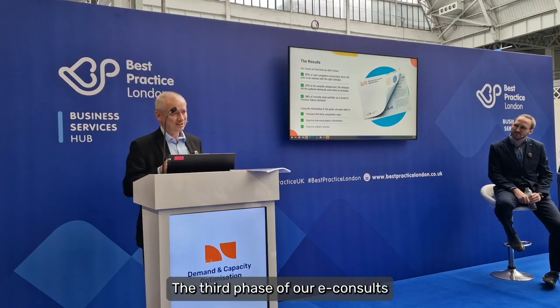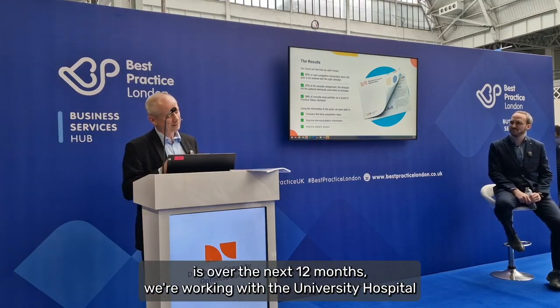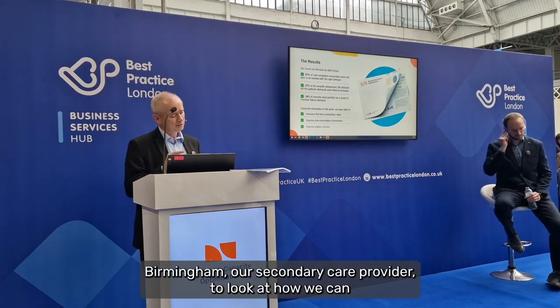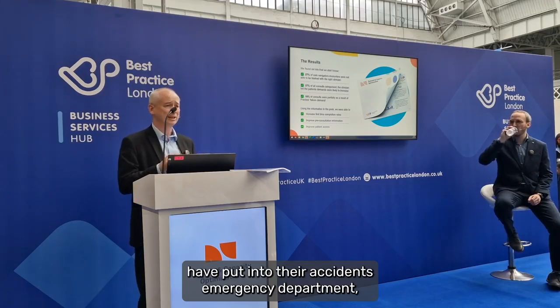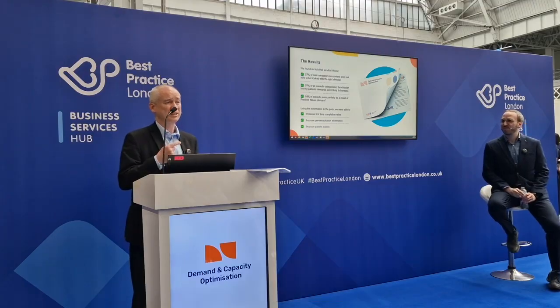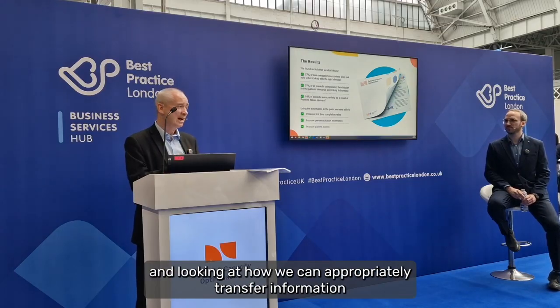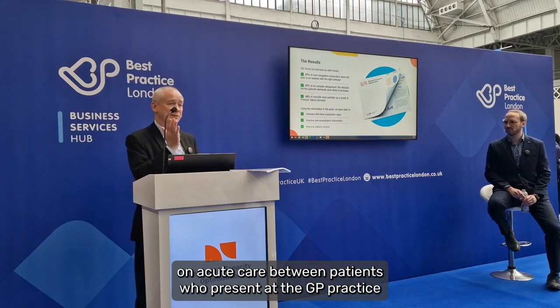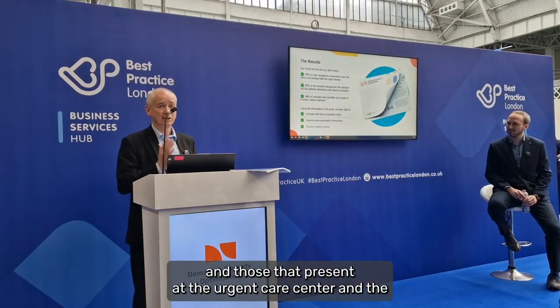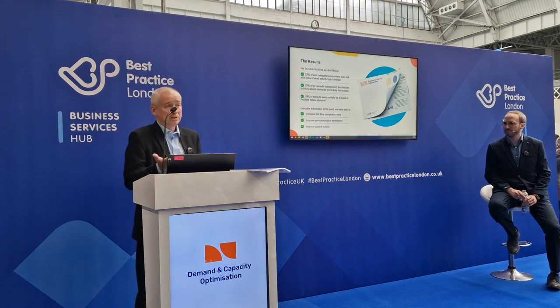The third phase of our eConsult is over the next 12 months, we're working with University Hospital Birmingham, our secondary care provider, to look at how we can integrate with the planned e-triage tools that University Hospital Birmingham are putting into their accident emergency department, the urgent primary care centres that are opening, and looking at how we can appropriately transfer information on acute care between patients who present at the GP practice and those that present at the urgent care centre and the emergency departments.